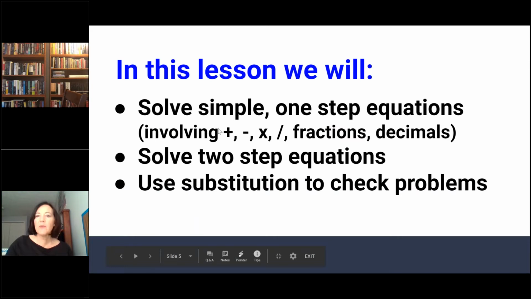Today in the lesson that I'm about to show, we're going to do a couple of things. We're going to solve simple one-step equations. We're going to look at how to do that when we're adding, subtracting, multiplying, dividing. We're going to work some problems with fractions, and we're going to work some problems with decimals. After that, we're going to look at some two-step equations. And then we're going to learn how to use substitution to check our problems.